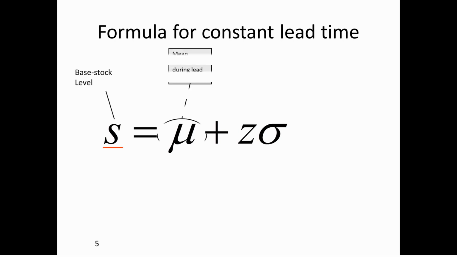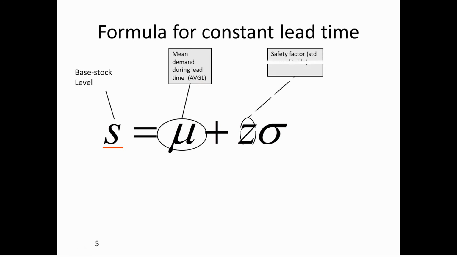So again, base stock level, the mean demand over the lead time. We're going to call that AVGL, or average lead. And you'll see that since it's over the lead time, it's not a single day. It's over the number of days, weeks, or whatever it is that the lead time is in. And then similarly, we still have the safety factor, which we would usually look up from a table or inverse normal or something like that.